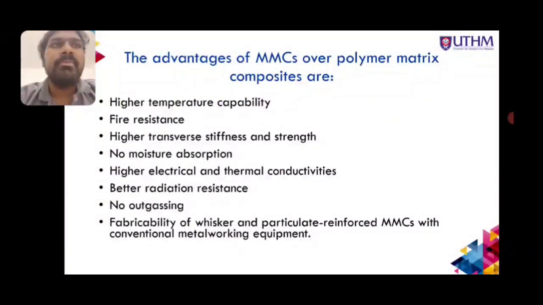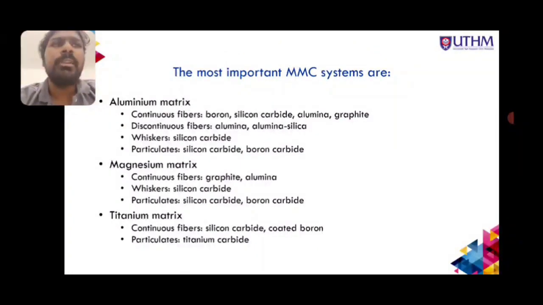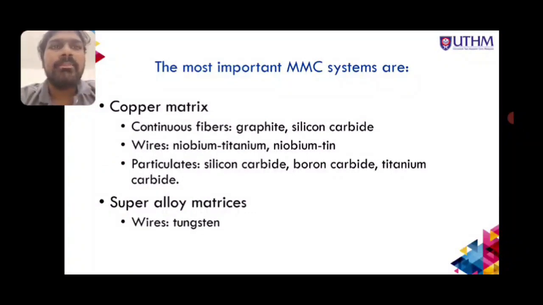The advantages of MMC over polymer matrix composites are higher temperature capability, fire resistance, higher transverse stiffness and strength, no moisture absorption, high electrical and thermal conductivities, better radiation resistance, no outgassing, and fabricability of whisker and particulate reinforced MMC with conventional metalworking equipment. The most important MMC systems are aluminum matrix, magnesium matrix, titanium matrix, and then copper matrix and superalloy matrices.